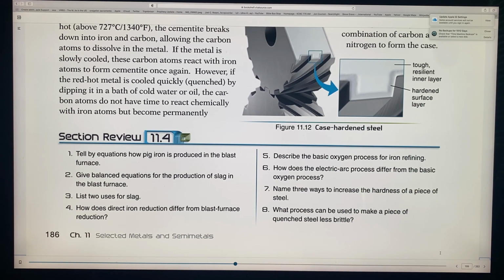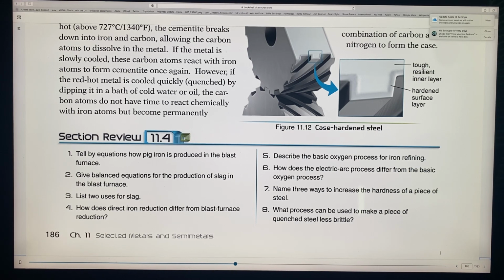Describe the basic oxygen process for iron refining. So in the basic oxygen process, the pig iron is refined to steel with supersonic blasts of oxygen, in the steel for only a half an hour. So very important.